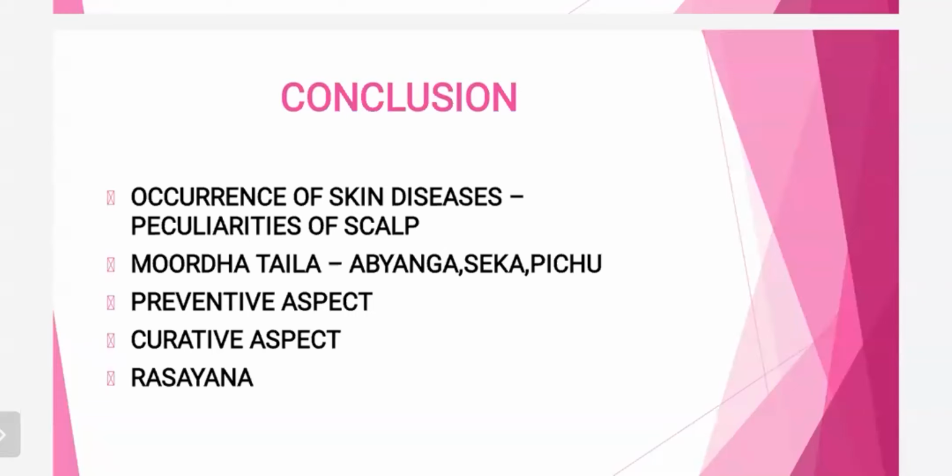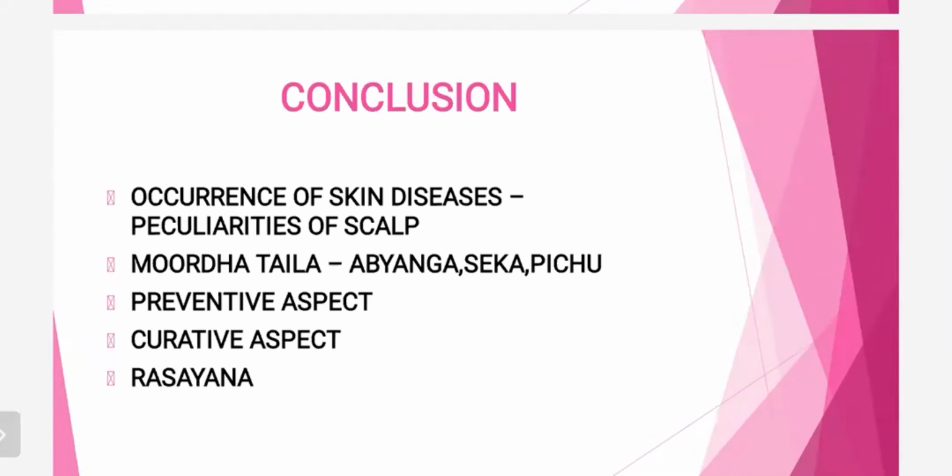So the Kushtaroga Chikitsa, for example, application of Jivantyadi Yamaka or Siddharthaka Snana, or the Nimba, means Tiktaka Kriya, for the Snehapana, Arakuda Maha Tiktaka, Tiktaka, Patoladi, everything can be used for the management of the skin diseases which are manifesting in the scalp also. And the Murdha Taila, mainly the Abhyanga, Seka and Pichu, have a great role.